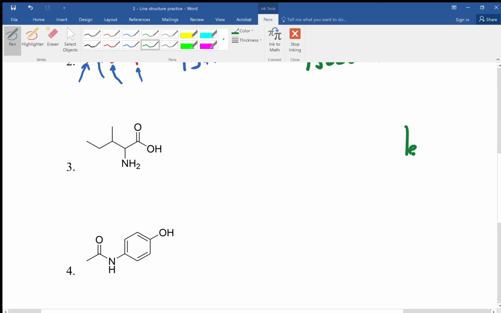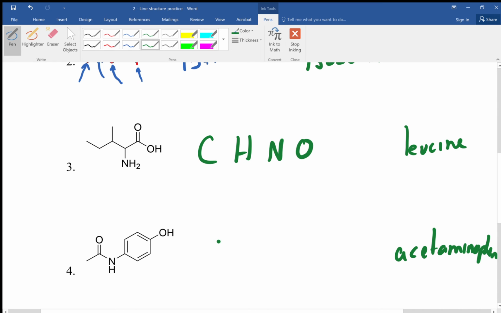molecules we may know. We have leucine, which is an amino acid, and in the last one we have acetaminophen, which we may know as the active ingredient in Tylenol. But we do the same things in each one of these. Each of these we're going to have carbon, hydrogen, nitrogen, oxygen. So we can count the carbons. 1, 2, 3, 4, 5, 6. Same thing here. 1, 2, 3, 4, 5, 6, 7, and 8.